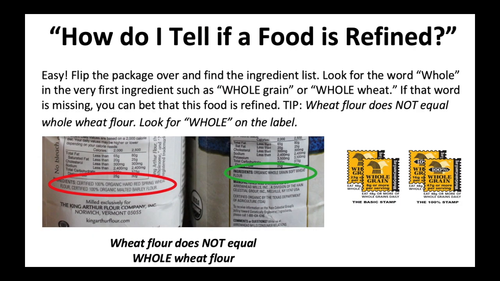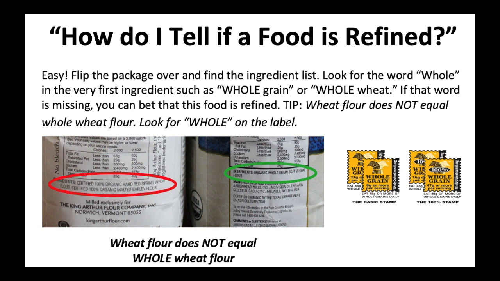This is another example of how to tell if a food is refined or not. The product on the left looks appealing. It says certified 100% organic hard red spring wheat. So you might pick that up thinking that's a good product, but that's basically white flour because it doesn't say the word whole. The product on the right says organic whole grain soft wheat flour. So that's a whole grain product.